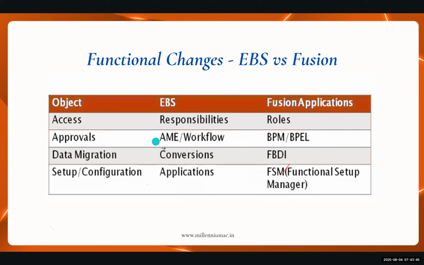Approval Management Engine. In the Approval Management Engine, we used to establish whatever the hierarchies are and maintain them. And in Fusion, we will be maintaining them in BPM, Business Process Management, or BPEL, Business Process Execution Language. In this, we maintain the hierarchies, which we call workflows. So approvals are maintained in the BPM in the current cloud.